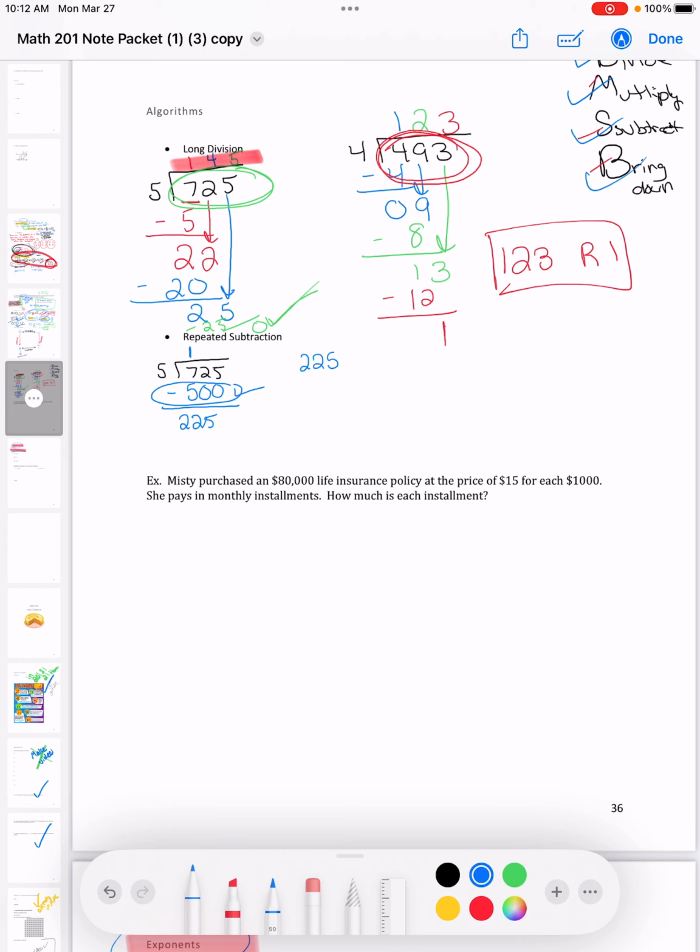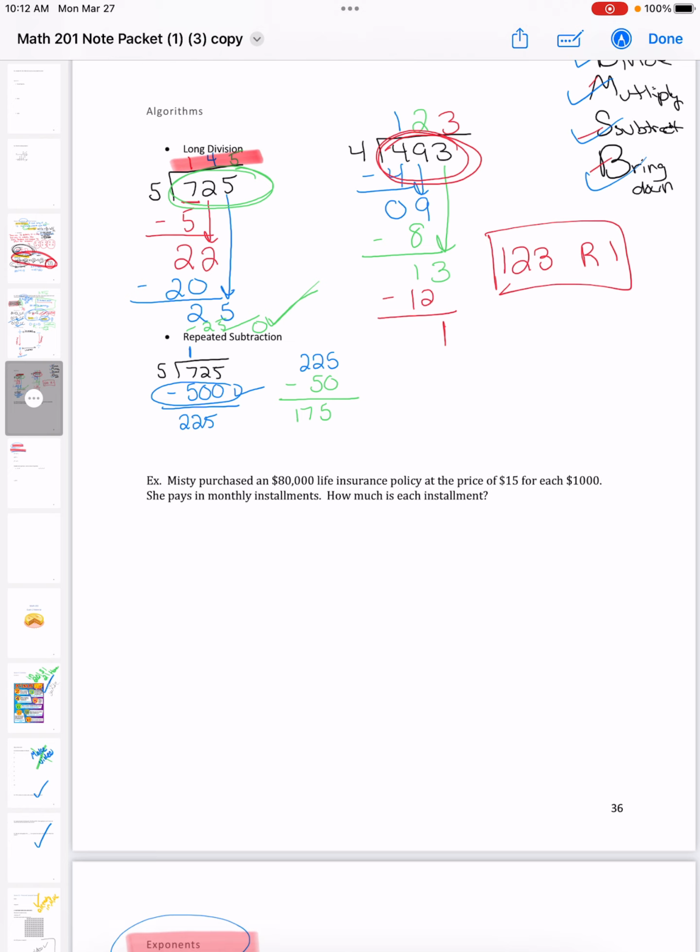I can't subtract any more 500s because if I did, I would have negative numbers, and we don't have those yet. We haven't learned anything about negative numbers. So now I'm going to subtract a 5 in the tens place. So that would look like 50. So I'm going to subtract 50. And this one, I can keep going. I can subtract 50 more than one time.